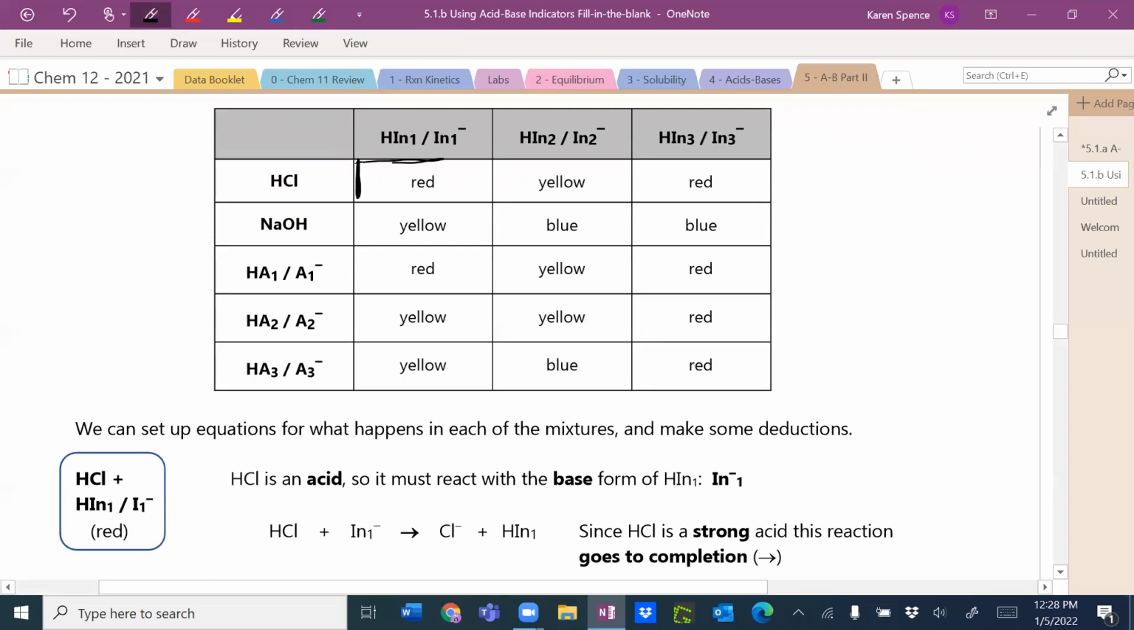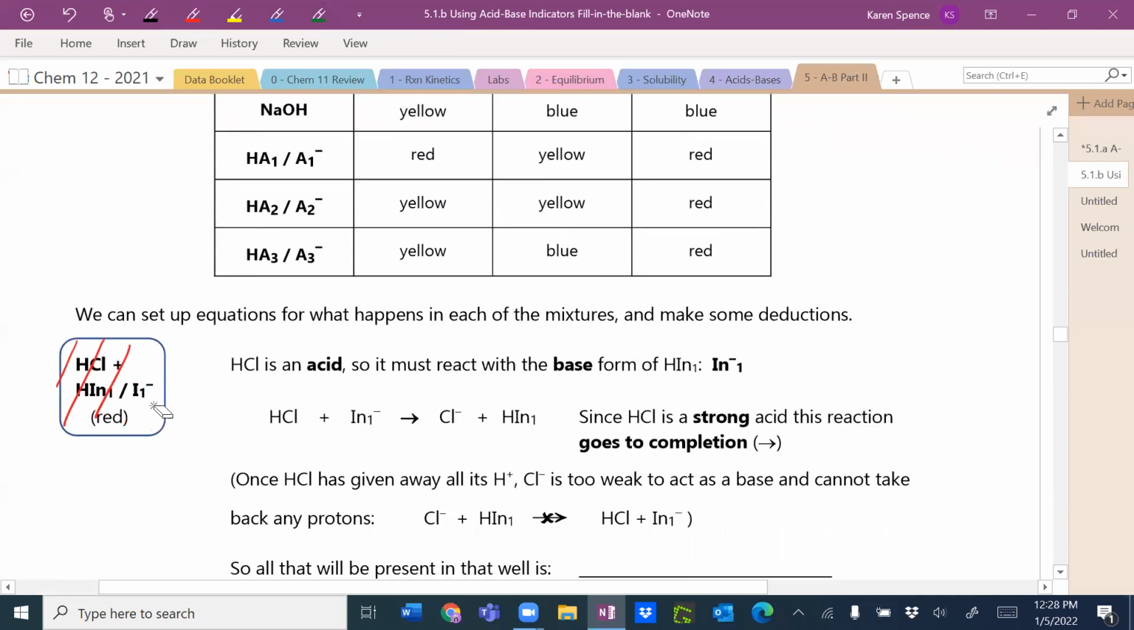Okay, we're mixing the HCl with the HIN1, and we end up seeing the color red. I don't know why I didn't make it in red. That's really ugly. I shouldn't have done it that way. Here, hang on. That's somewhat better, still not great. That's all right. We're going to live with it.